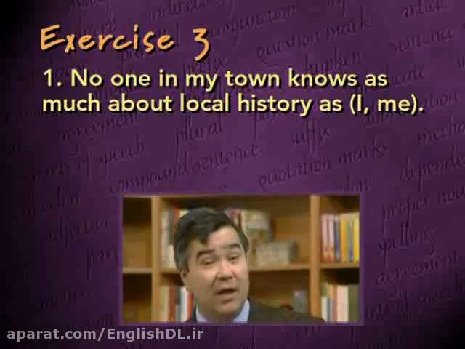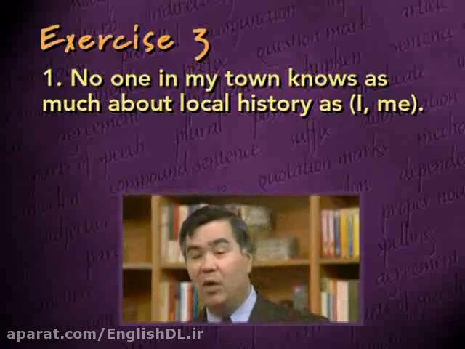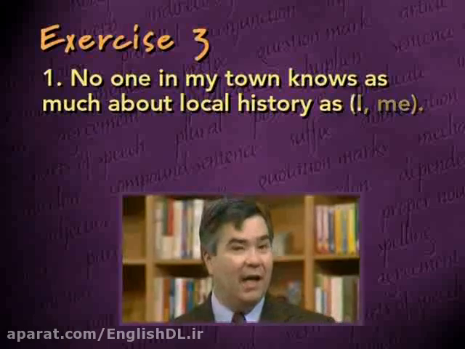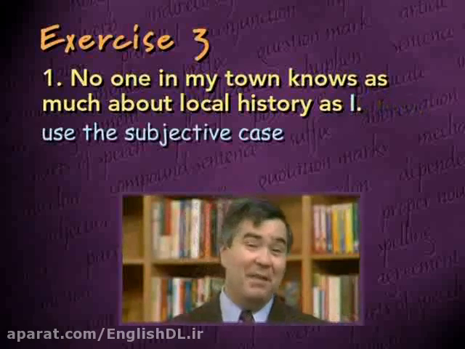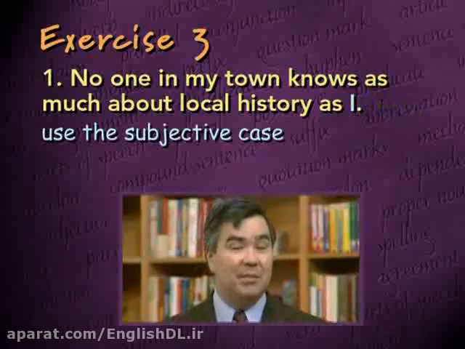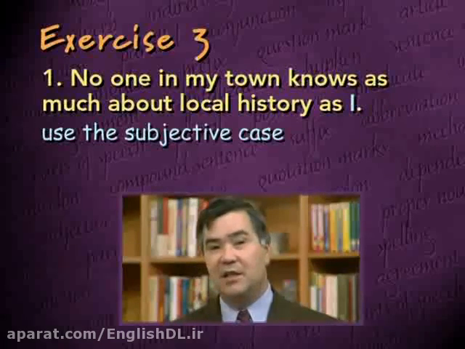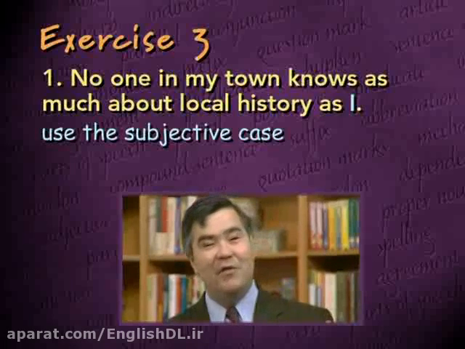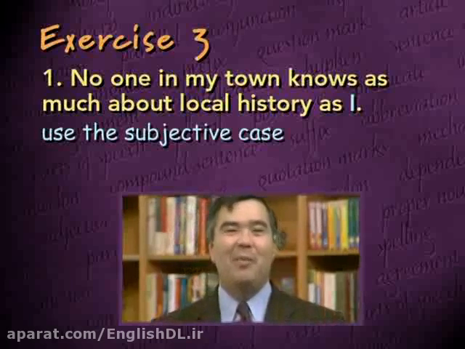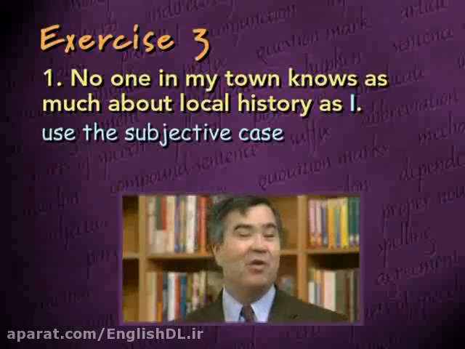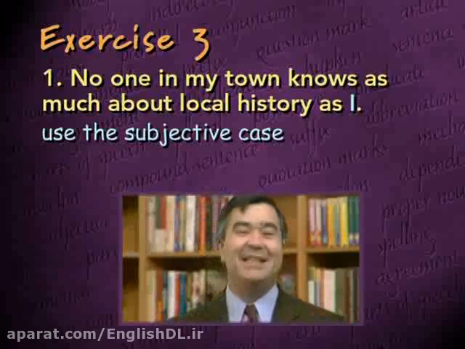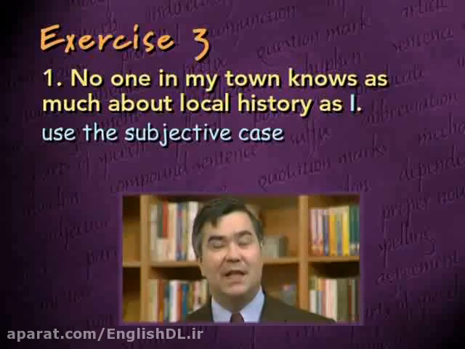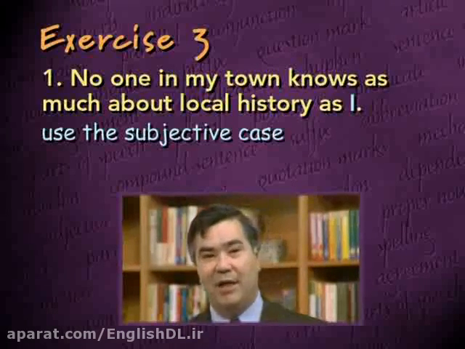as I do. Therefore, once we insert the missing word, we can see that the verb "do" has as its subject the pronoun I. And since I is the subject of that missing or invisible verb, it should be in the subjective case, I. So the correct sentence would read, no one in my town knows as much about local history as I. If you made it me, it would almost be saying, no one in my town knows as much about local history as they know about me, which doesn't sound very plausible. So the most natural and logical interpretation of the meaning of the sentence would make I the correct pronoun here.